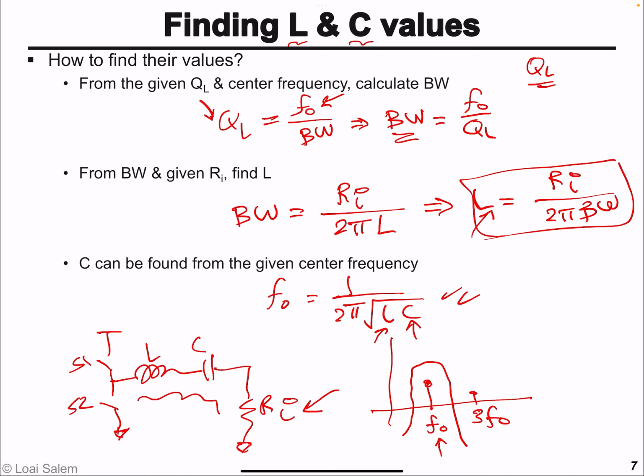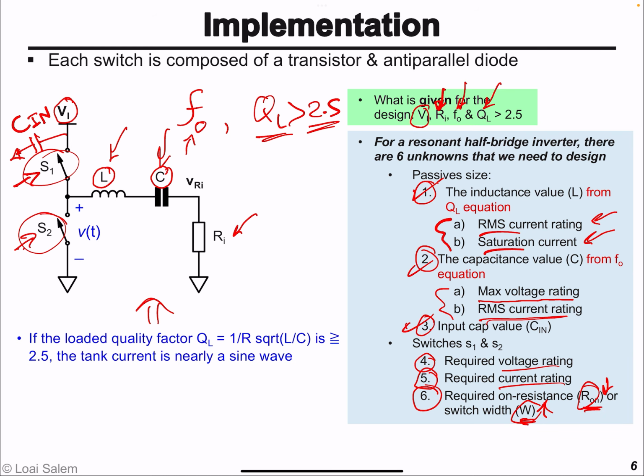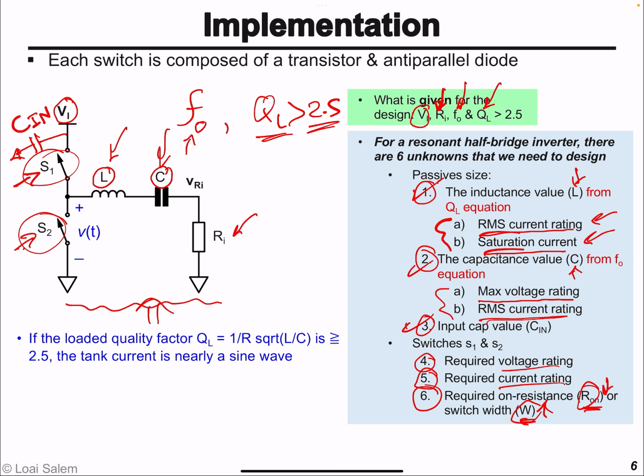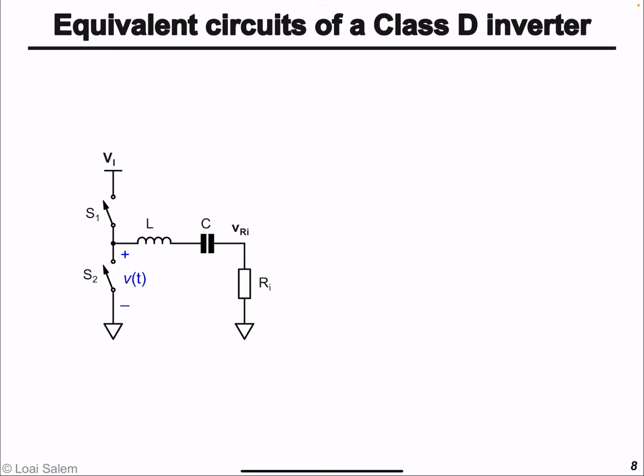Now, to be able to find the values of the required RMS current rating and saturation current rating for the inductor, and to find the ratings for the capacitor, we'll need to analytically analyze the resonant converter. And to analyze the resonant converter, we need to get a simple equivalent circuit model for this resonant converter.